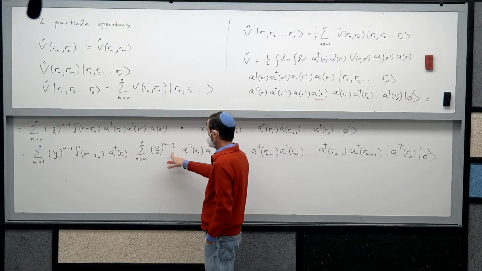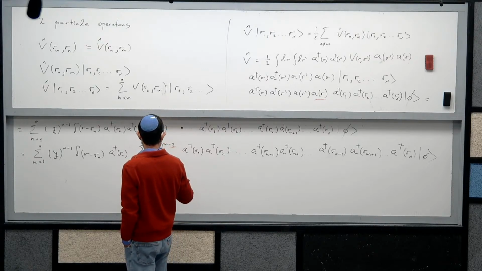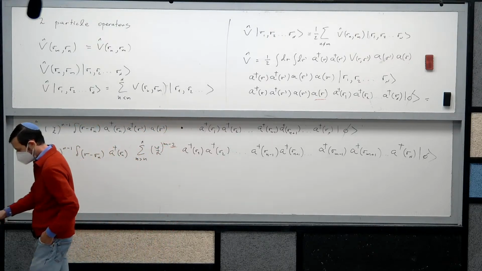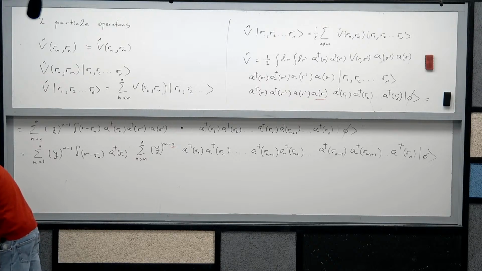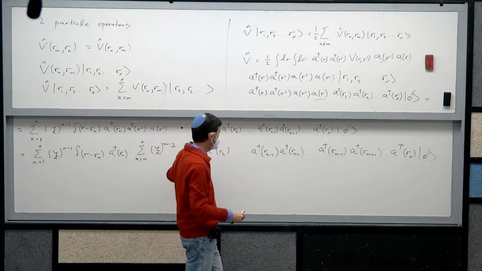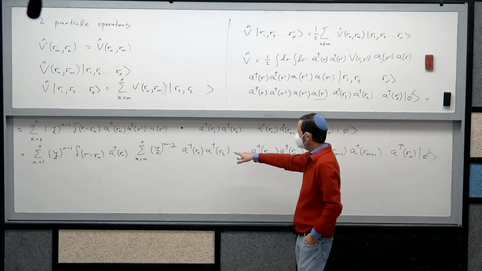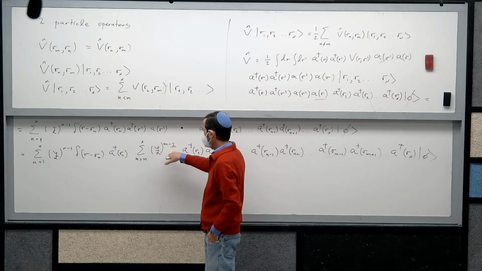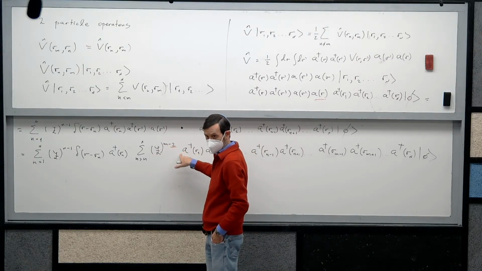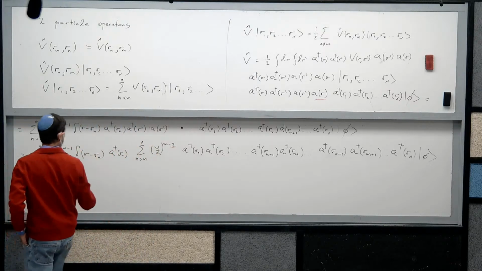And I'm missing two terms here. Let me add them. You see which terms I'm missing here? The delta function and a dagger are in. Okay, so let's put it in.